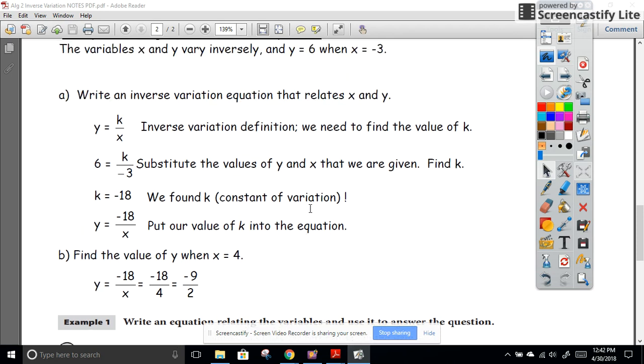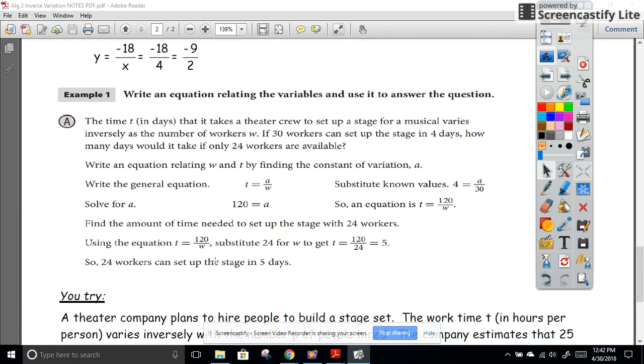Okay, so this is really the key. Read it, know what the formula means, or know how to set the formula up. Plug in what you are provided with so that you can find your k. That's really what it always boils down to, finding your k so you can get an equation. Once you have an equation, you can find any kind of missing value that they need.